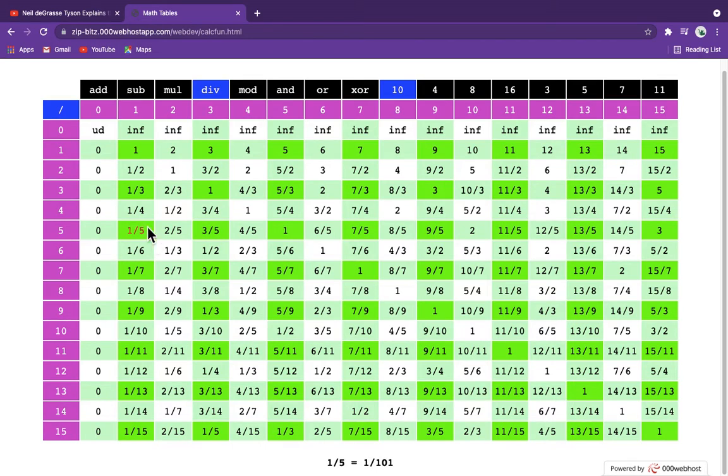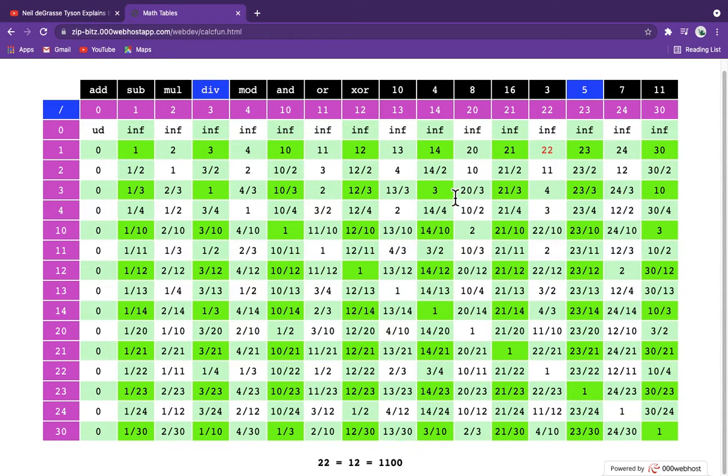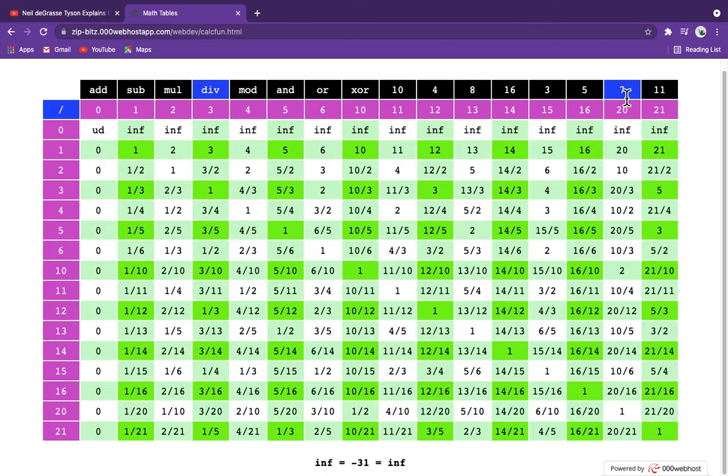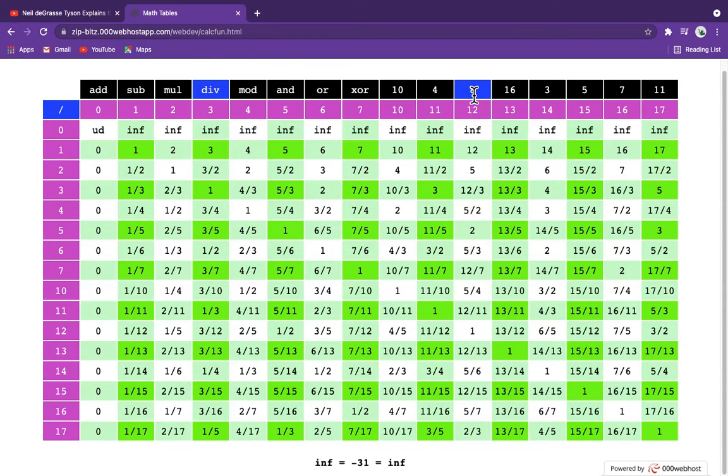In fact, this is the ratio we've been talking about. 1/3. Let's see if 1/3 works in base 3. No, it doesn't resolve. It still doesn't resolve. Let's see in base 5. No, it's still 1/3. Base 7, base 11. Nope, doesn't work.